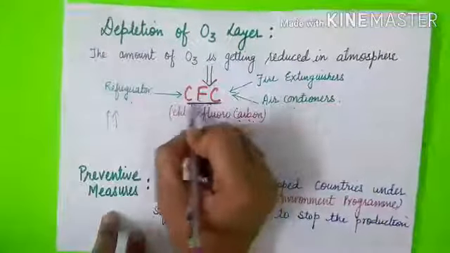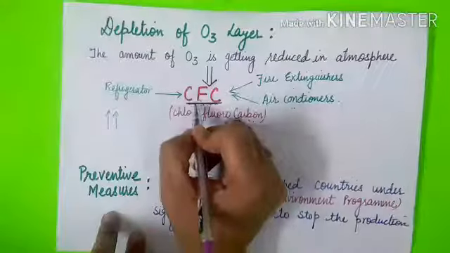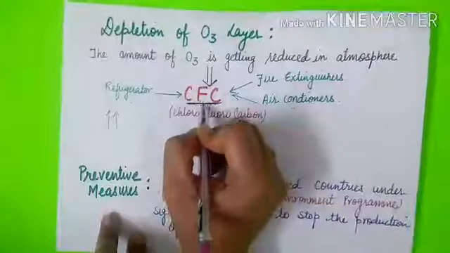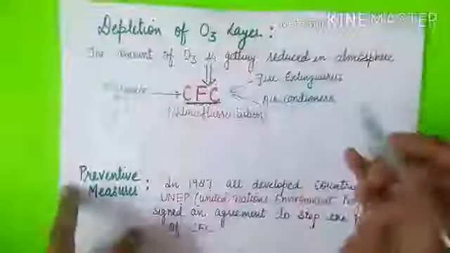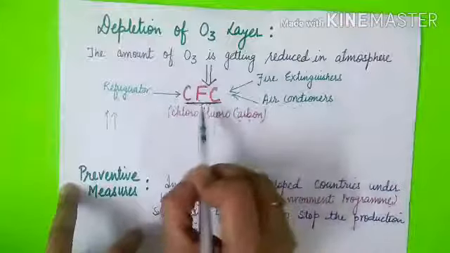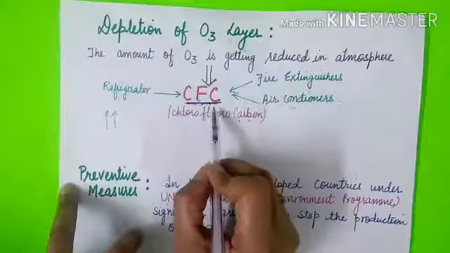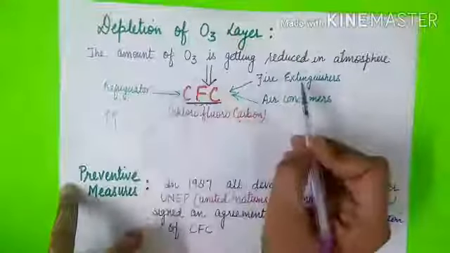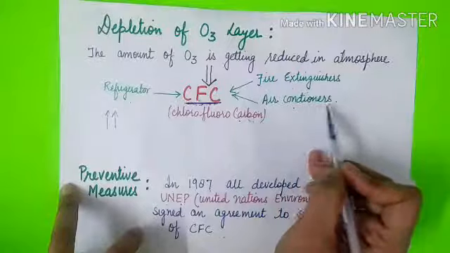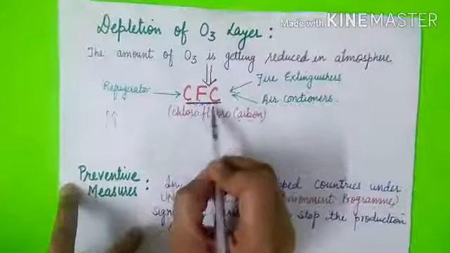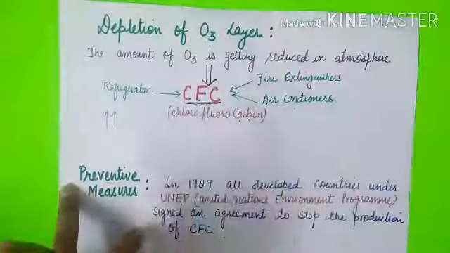Now the question is, from where is it released into the atmosphere? These 3 things are responsible for releasing CFC in the atmosphere: refrigerators, fire extinguishers, and air conditioners.